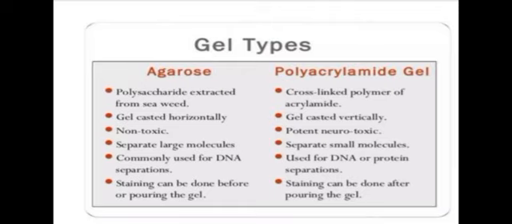Second type, polyacrylamide gel. It is a cross-linked polymer of acrylamide. The gel is cast vertically, whereas agarose is cast horizontally. It is toxic and separates small molecules. Agarose gel separates large molecules, but polyacrylamide gel separates small molecules. It is used for DNA and protein separation. The staining can be done after pouring the gel. This is the difference between agarose gel and polyacrylamide gel.